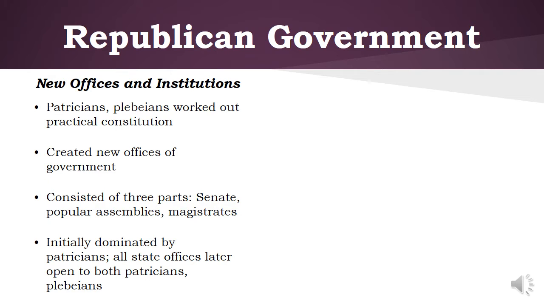So, pardon me, you're not going to have 3 branches of government. You're really going to have 2. But one is going to kind of double duty. And those 3 parts that we see is the creation of the Senate, the Assembly, and then magistrates.